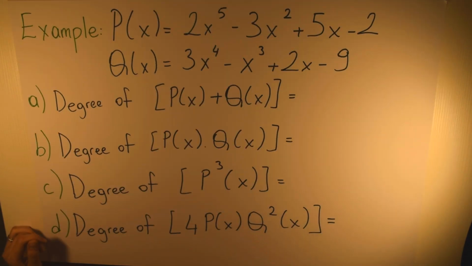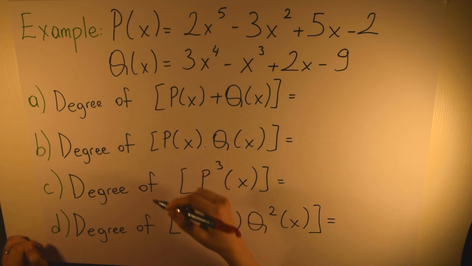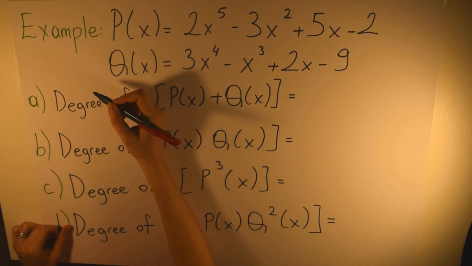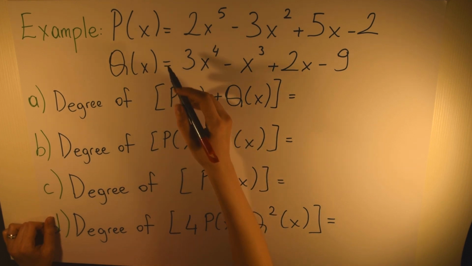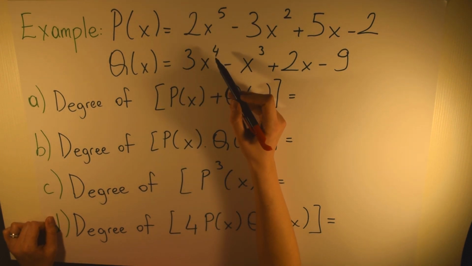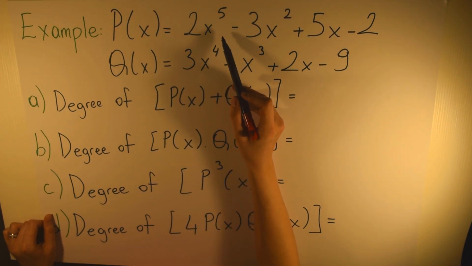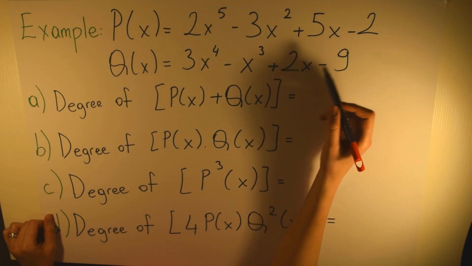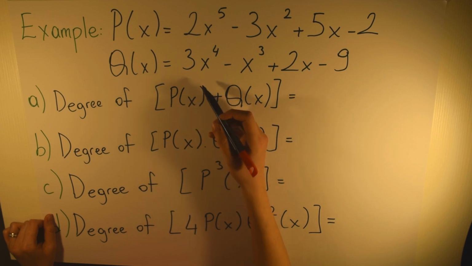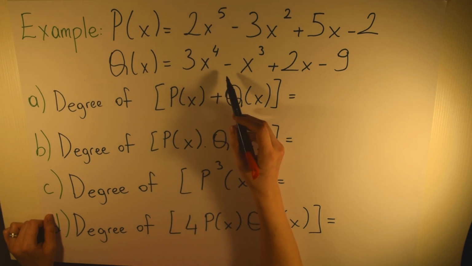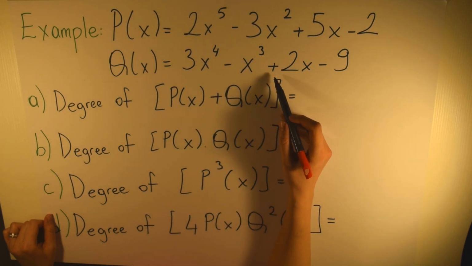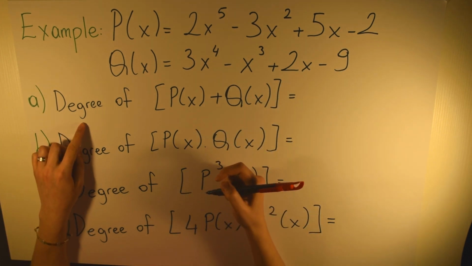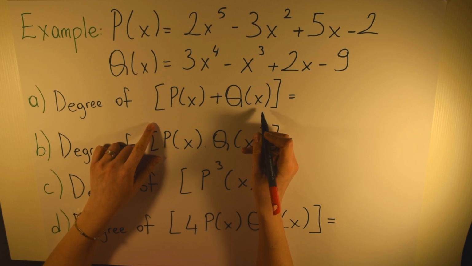You can also see questions like this regarding degrees. So let's solve one example together. Here we have p(x) is equal to 2x to the power of 5 minus 3x to the power of 2 plus 5x minus 2. And we have here q(x) is equal to 3x to the power of 4 minus x to the power of 3 plus 2x minus 9. The first one is the degree of p(x) plus q(x).